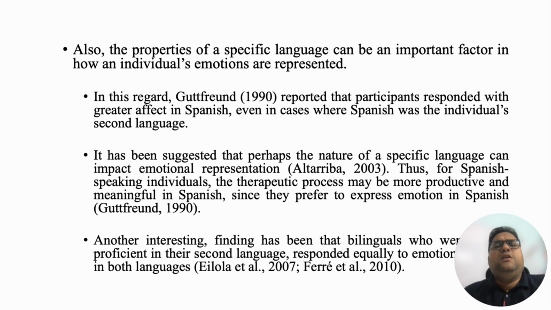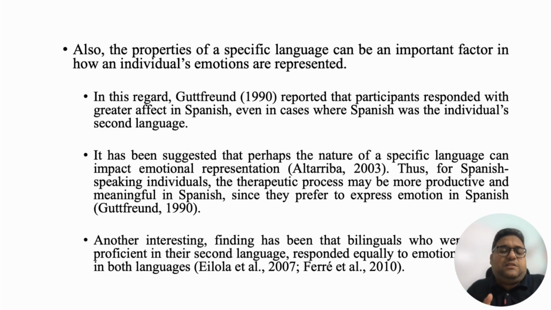And again, remember, Spanish is deemed as one of the more romantic languages of the world, much like French and obviously a bunch of our Indian languages. Now, it has been suggested that perhaps the specific nature of a language can actually impact the way emotions are represented in individuals or speakers of this language.